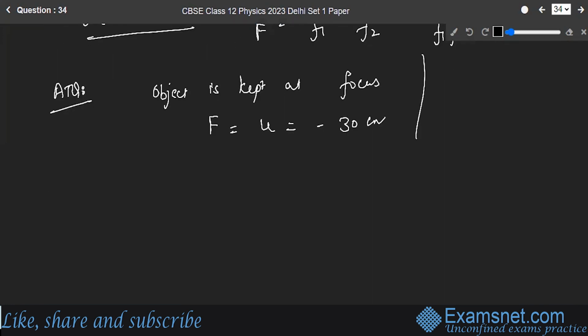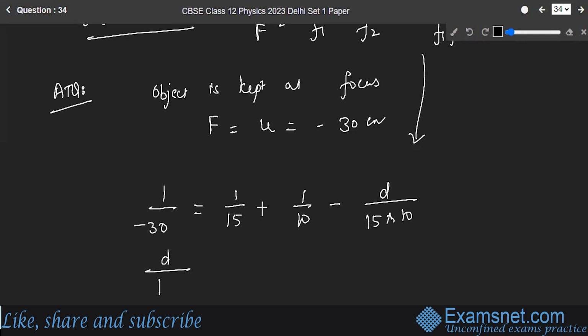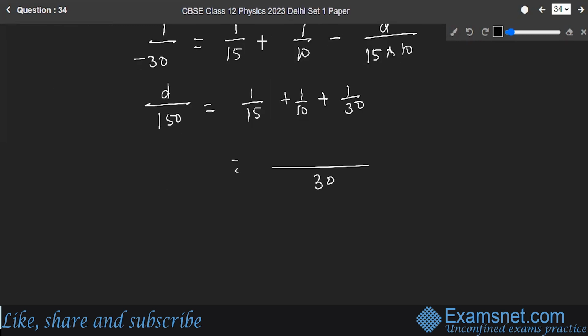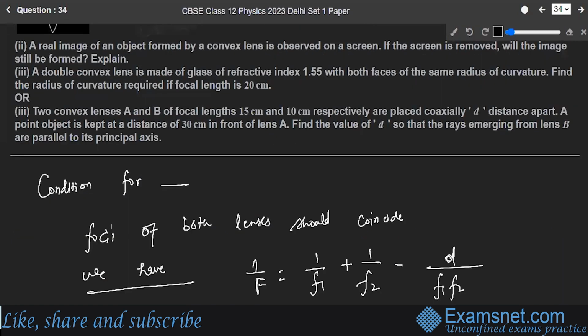So this equation will become 1 upon minus 30 is equal to 1 upon 15 plus 1 upon 10 minus d upon 15 times 10. So you have d upon 150 is equal to 1 upon this, minus this will be plus this. So LCM 30, you have 2 plus 3, minus 1, d upon 150. This will cancel this. So d will be equal to 30 centimeters. So d should be equal to 30 centimeters. Hope you're clear with this.